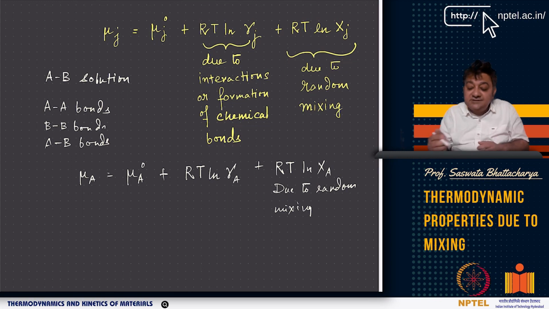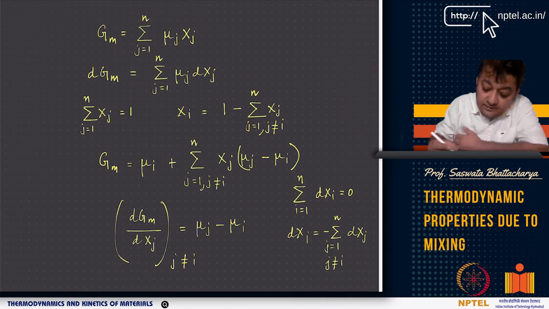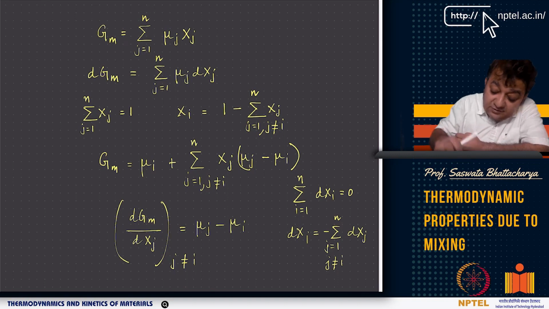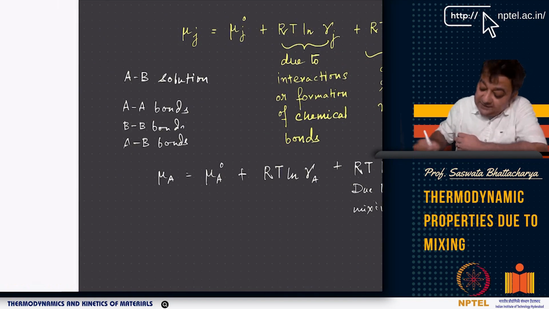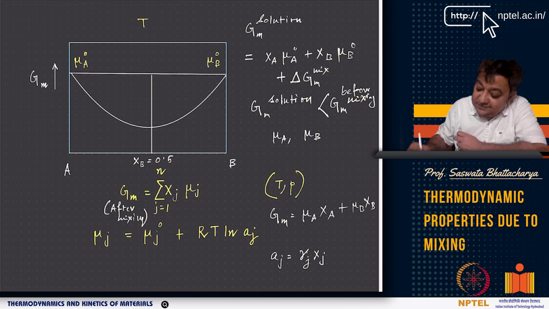So these interactions are basically resulting from the formation of chemical bonds like AA, BB and AB bonds. And there is this RT ln X, which is just due to random mixing. Now think of this as I told you. So for GM, after mixing you have mu A XA plus mu B XB.